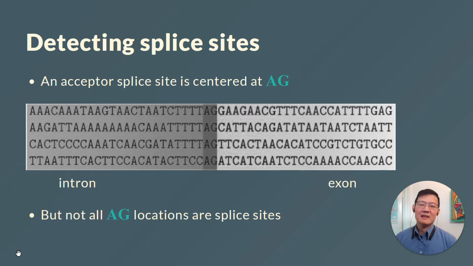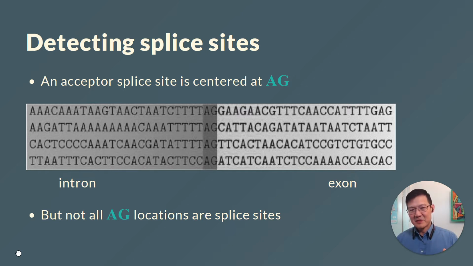Okay. Now, what's interesting is that even though every splice site is centered at AG, not all locations which are AG are splice sites. So basically, 1 in 16, because there's 2 letters each with 4 possibilities, so there's 16 possible motifs involved.